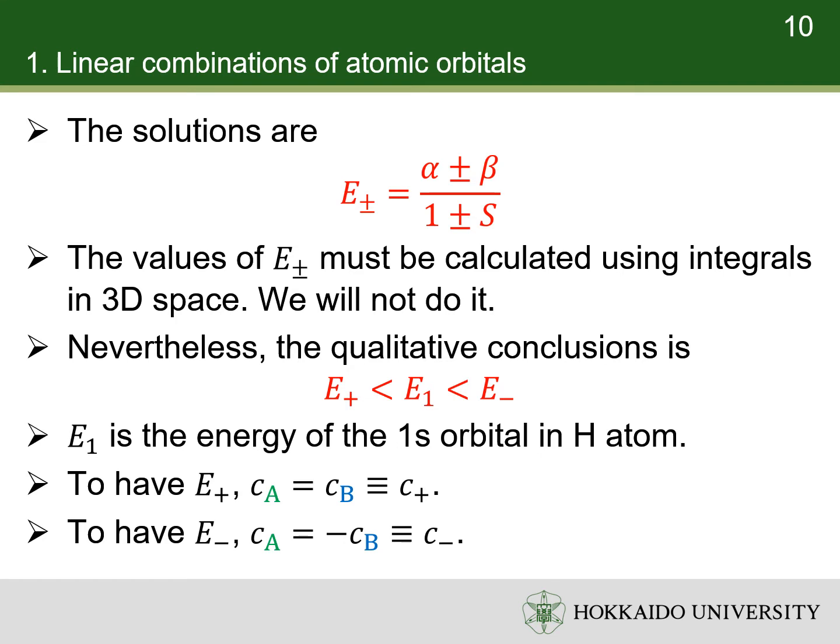Second, we insert the energy back into the equations. By doing this, we get the relation between Ca and Cb. If E plus is used, Ca equals Cb. We can call them C plus. If E minus is used, Ca equals minus Cb. We can call Ca C minus, and Cb is minus C minus.